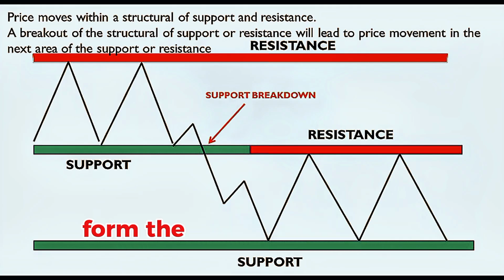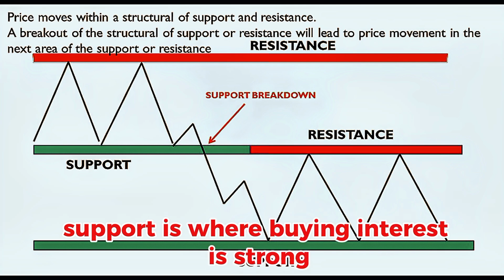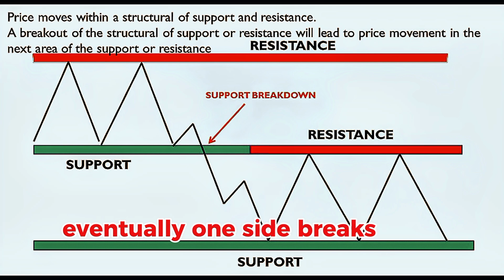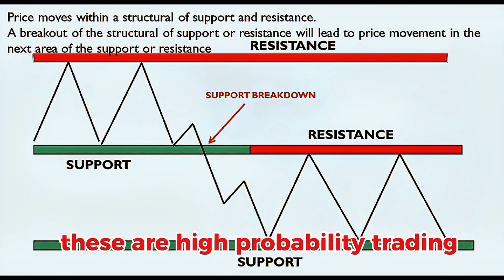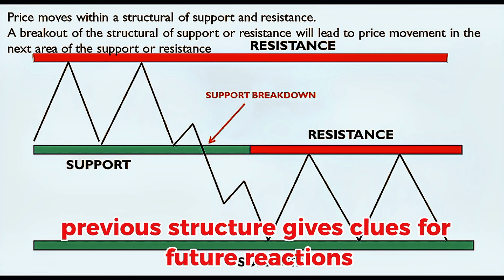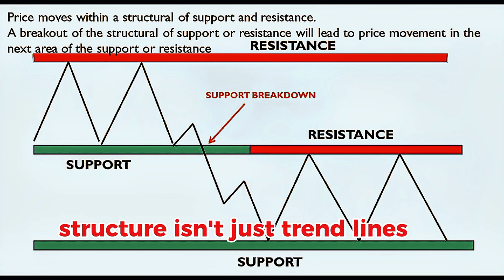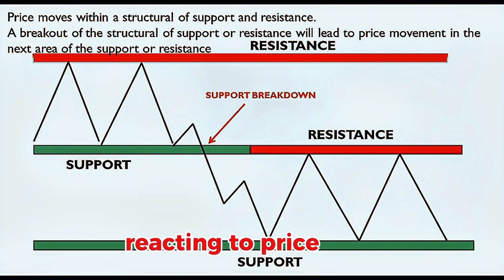Support and resistance form the backbone of market structure. In this diagram, price respects horizontal zones. Support is where buying interest is strong. Resistance is where sellers dominate. Eventually, one side breaks. When support breaks and price retests it as resistance, that's a classic flip zone. These are high probability trading areas. Always look left. Previous structure gives clues for future reactions. Mark your key levels and wait for price to show its hand. Structure isn't just trend lines and swings. It's also the psychology of buyers and sellers reacting to price levels.